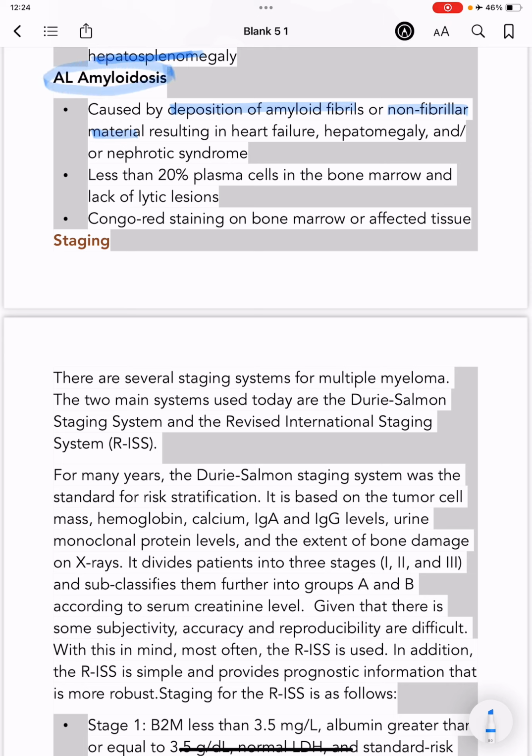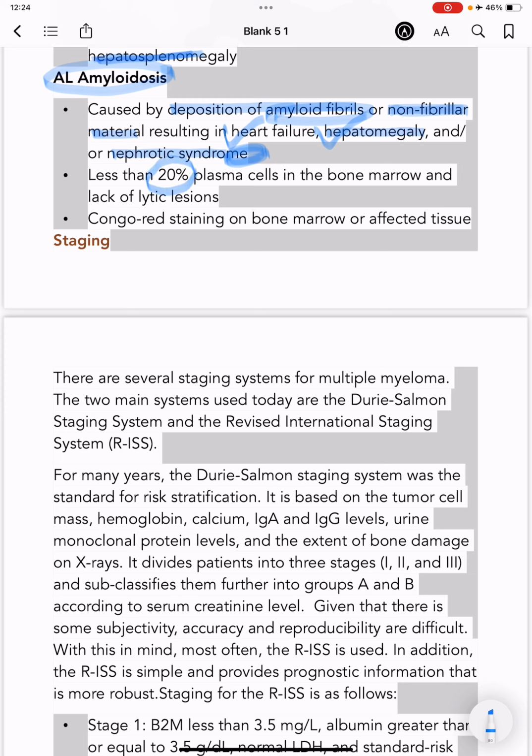AL amyloidosis, amyloid fibrils or non-fibrillar material. Because of this deposition of amyloid fibrils, what will happen? This will result in heart failure, or there will be enlargement of the liver, hepatomegaly, and or nephrotic syndrome, because these are also deposited in the kidney, causing nephrotic syndrome.